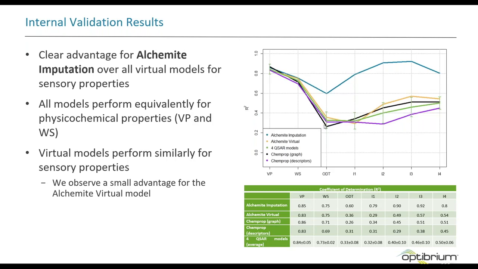The outcome at virtual also shows a small advantage over the other QSAR and ChemProp methods, because although it's not using the actual experimental data as input, it still learns the relationships between the different properties, so it can provide benefit over the conventional QSAR methods.